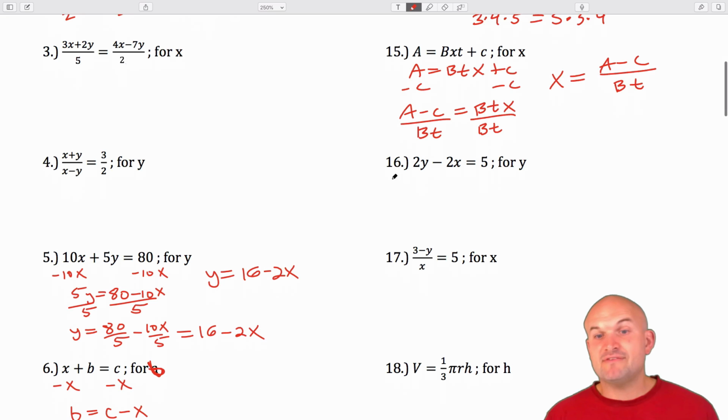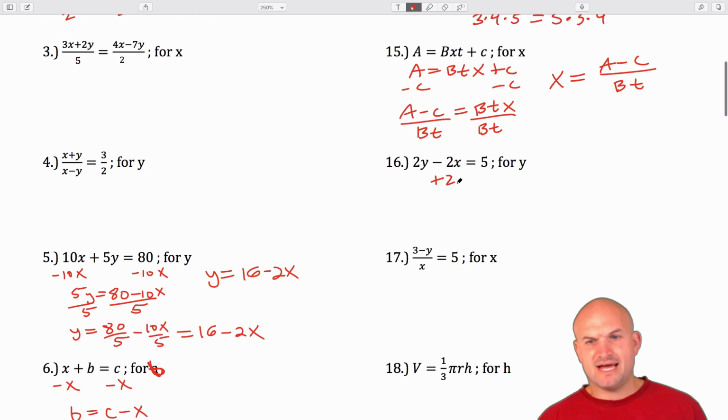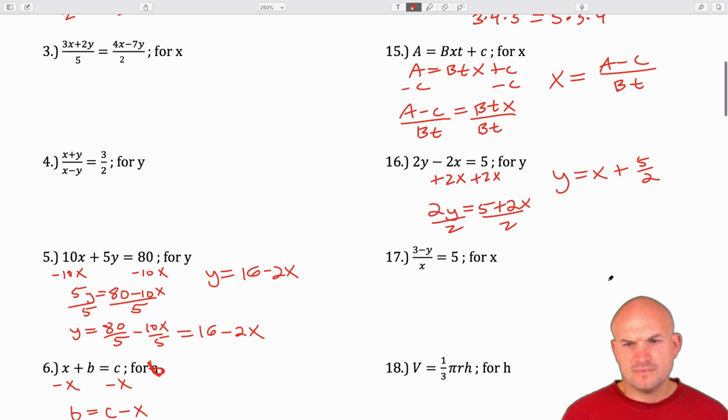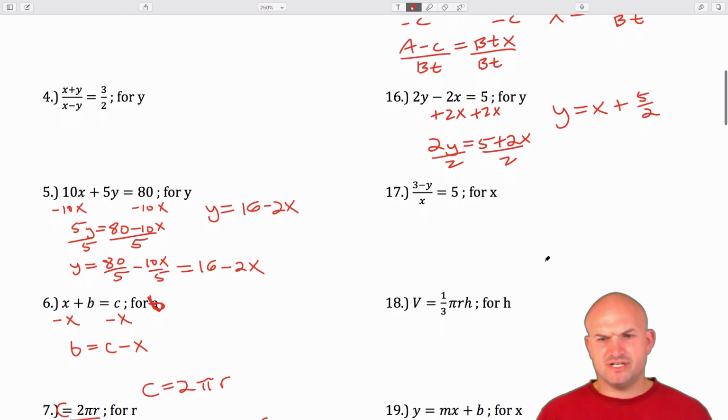Now we have another kind of linear equation, which is x's and y's. We want to solve for y. Again, we can see that we haven't added 2x, so I'll just add the 2x over there. Then we have 2y is equal to 5 plus 2x. Divide by 2, divide by 2. Let's put this in slope-intercept form. Y is equal to 2 over 2, which is just x, plus 5/2. I'll skip the fraction here for a second.